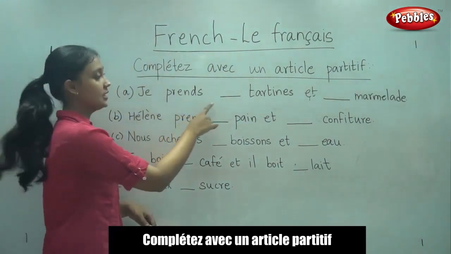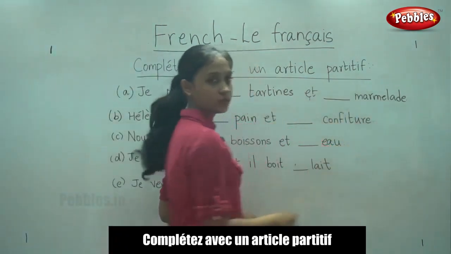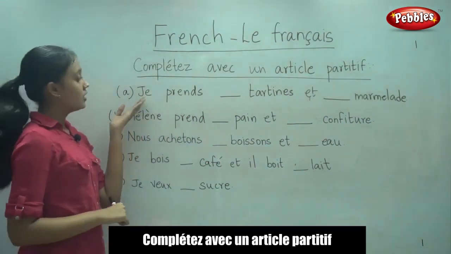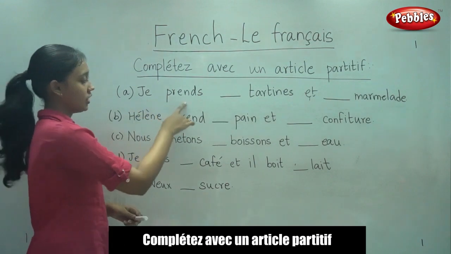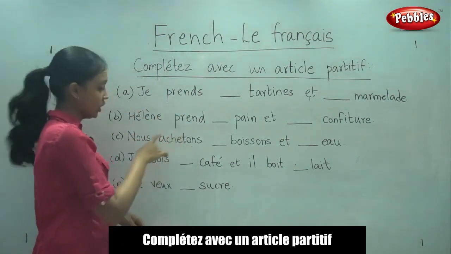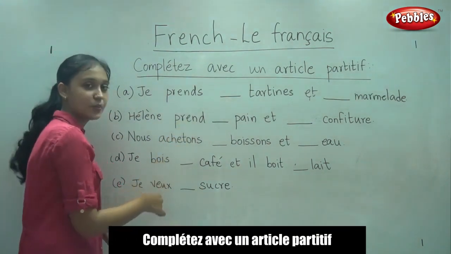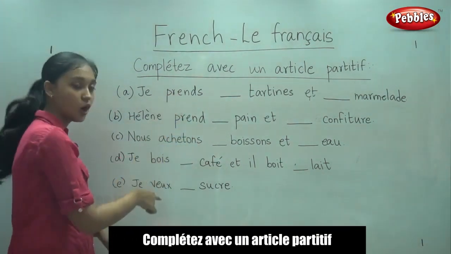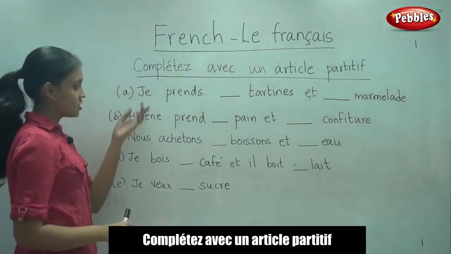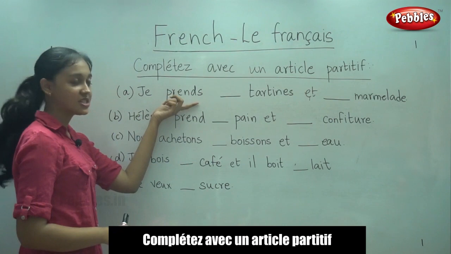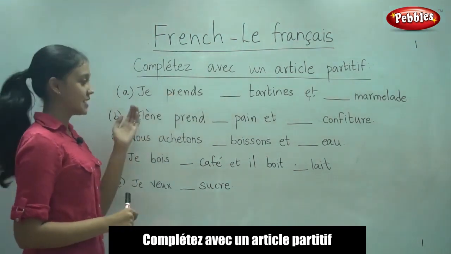"Je prends dash tartines et dash marmelade." So now we do not have to see the remaining of the sentence. However, if you want to improve your vocabulary, you need to read the sentences. If you see, all these are the verbs that we have learnt before. All these are the verbs conjugated in the present tense. So for je, I hope you remember this verb, prendre. What does prendre mean? It means to take.